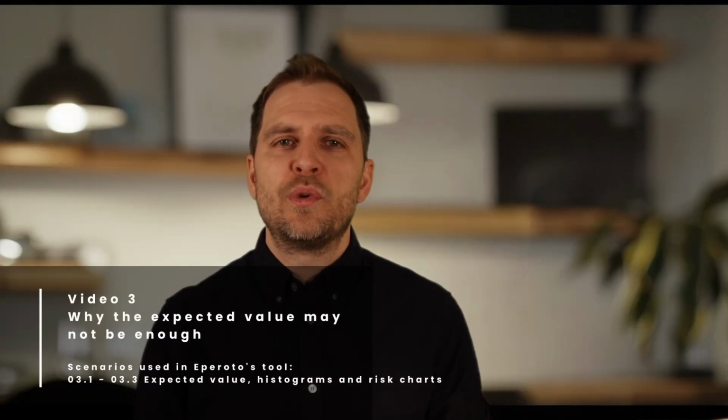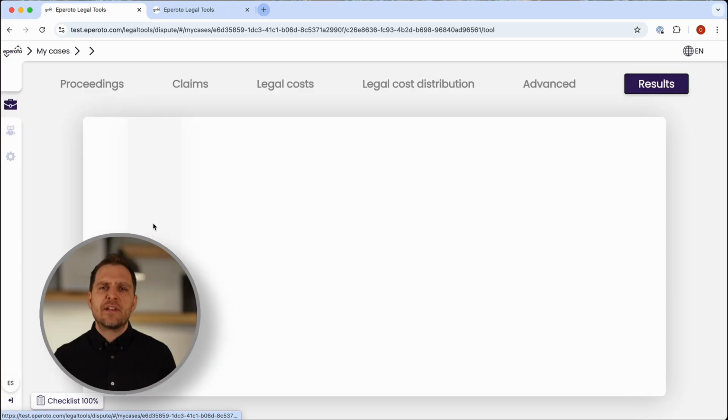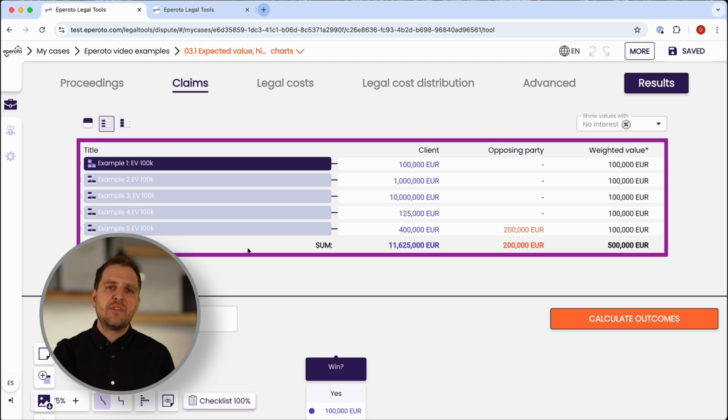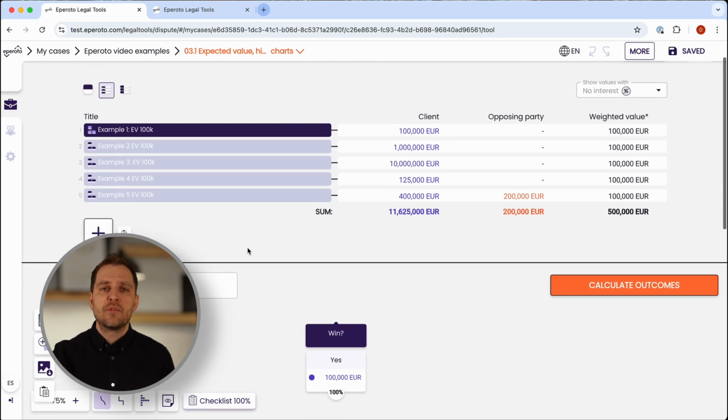In the last two videos, we looked at the expected value. Now let's look at why relying on it alone can be problematic and how we can get past that. Let's look here at a case that contains a lot of claims. They all have the same expected value of 100,000. And here we see a list view of all of these claims.